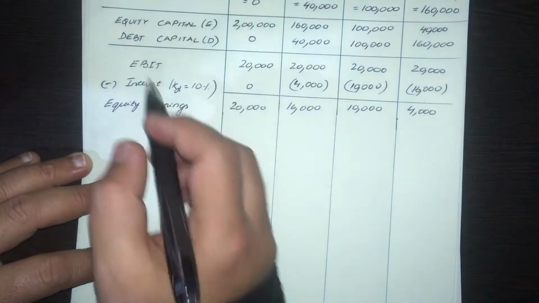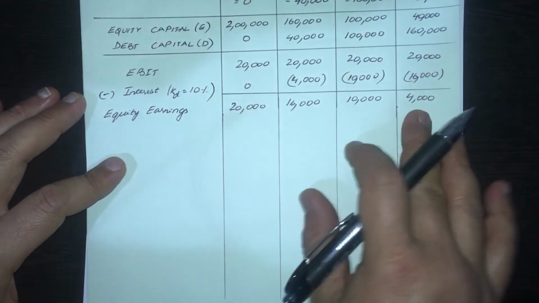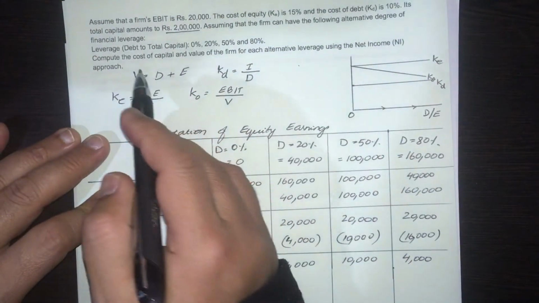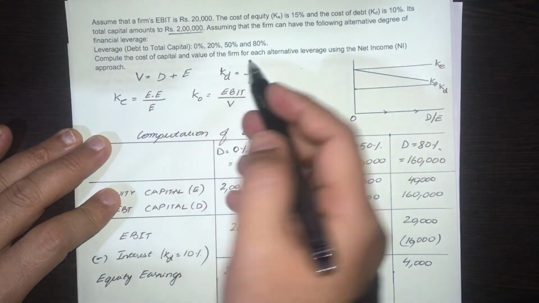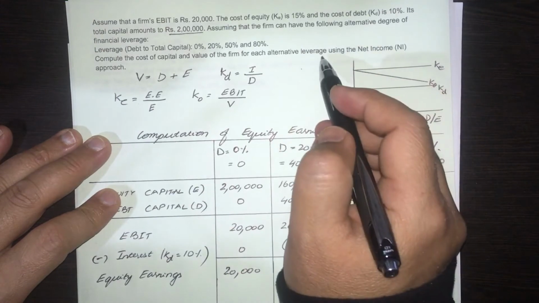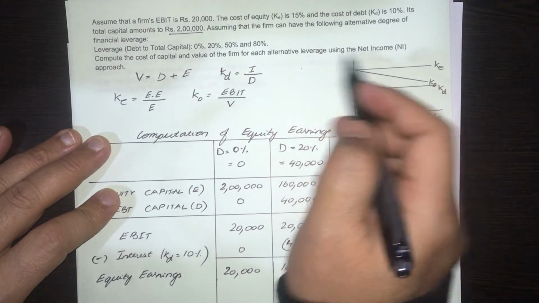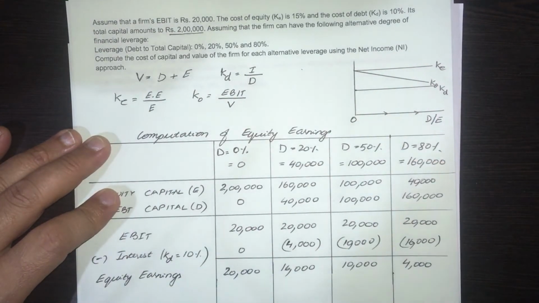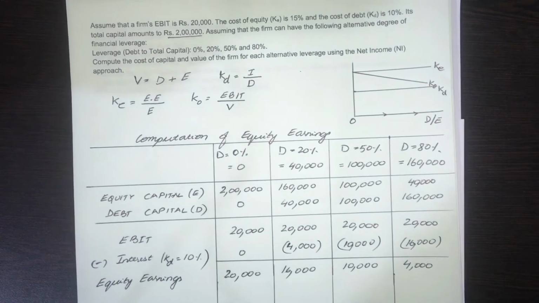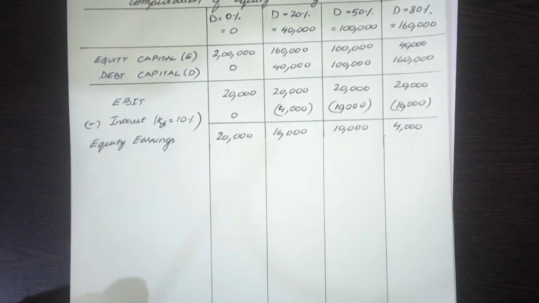Okay. Now, we're supposed to compute the cost of capital and value of the firm for each alternative leverage using the net income approach. All right. So now, what is the market value of debt? Market value of debt is given.